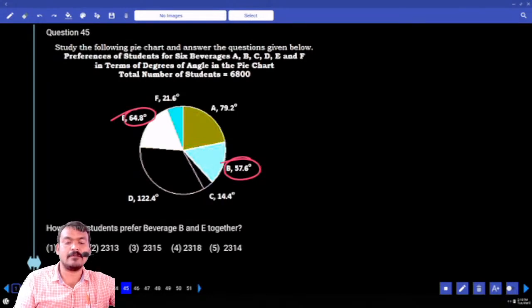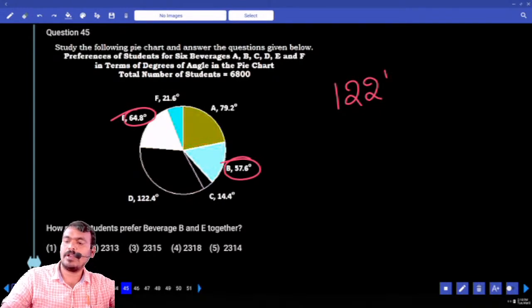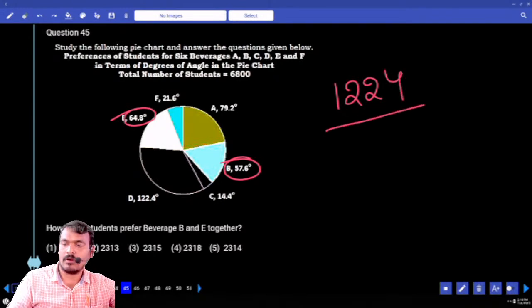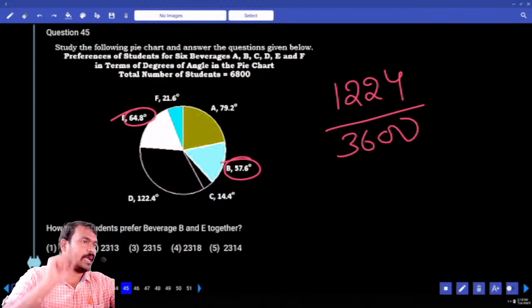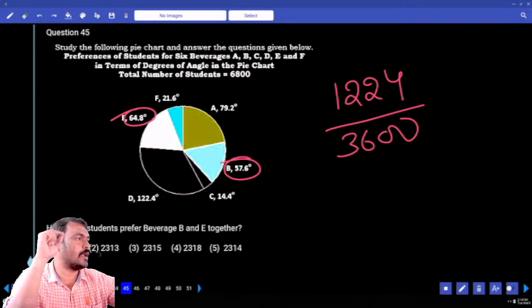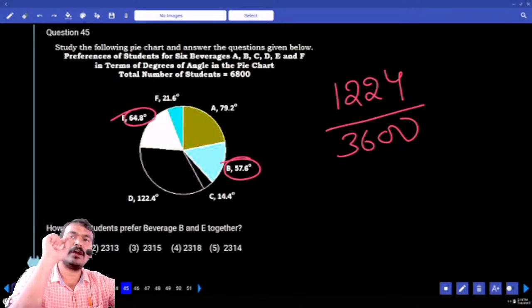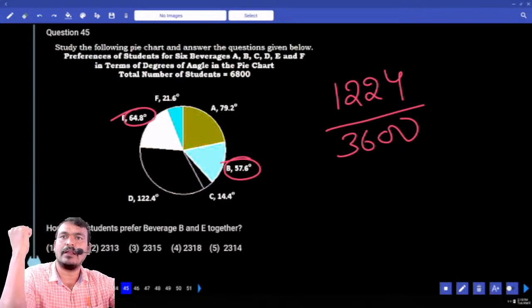64.8. Both are adding. 60 plus 50, 110. 4 plus 7, 11. It is 121. 0.8 and 0.6, 1.4. Total it is 122.4, or not? This one we written 1224 by 3600, or not? Actually 122.4 by 360. This one we written 1224 by 3600.